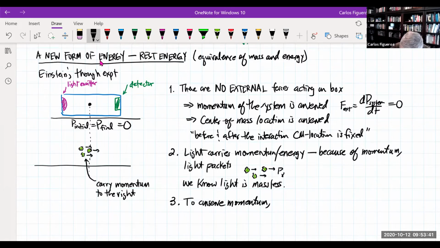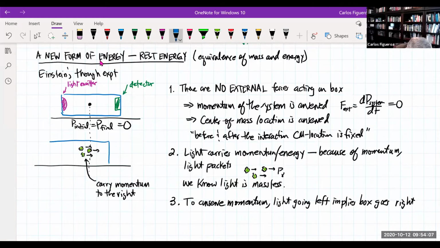So to conserve momentum, light going left implies the box goes right. So that means the box has to shift. So then I come in with my box here and I'm going to say, well, that means that the box had to move. In this case, the box had to move 1 square. So I still have my source and my detector here, but you could see that it has shifted in order to conserve momentum here.